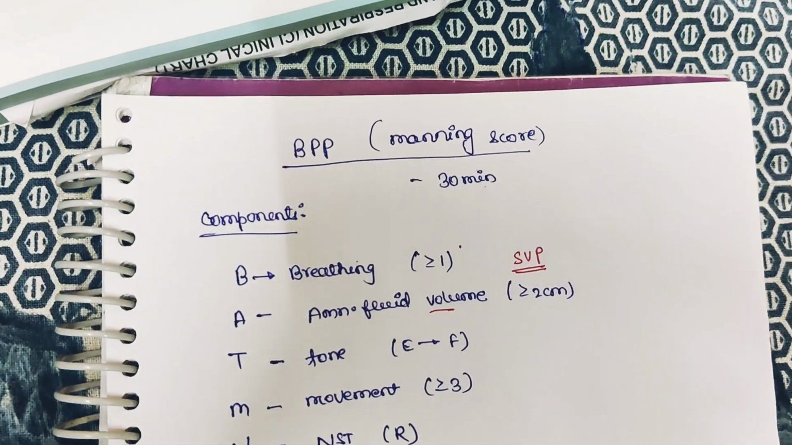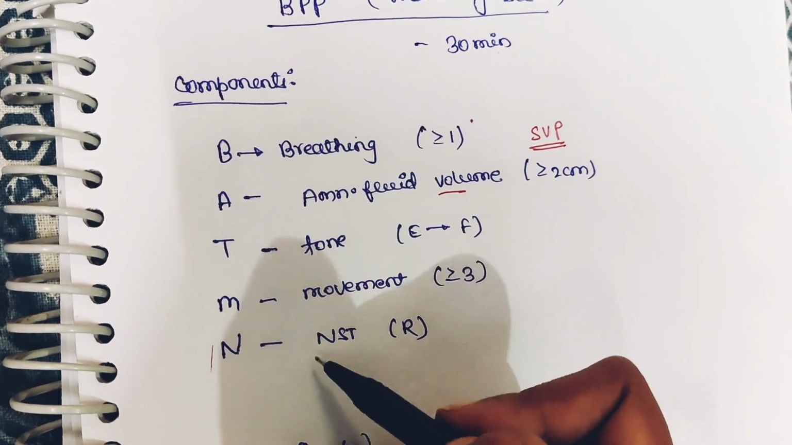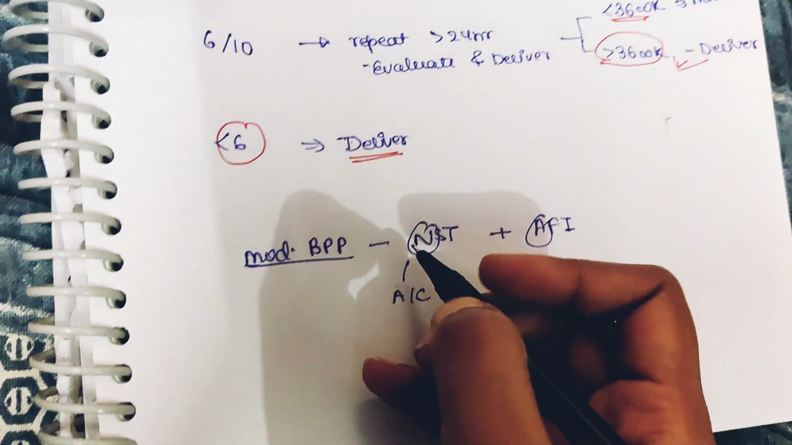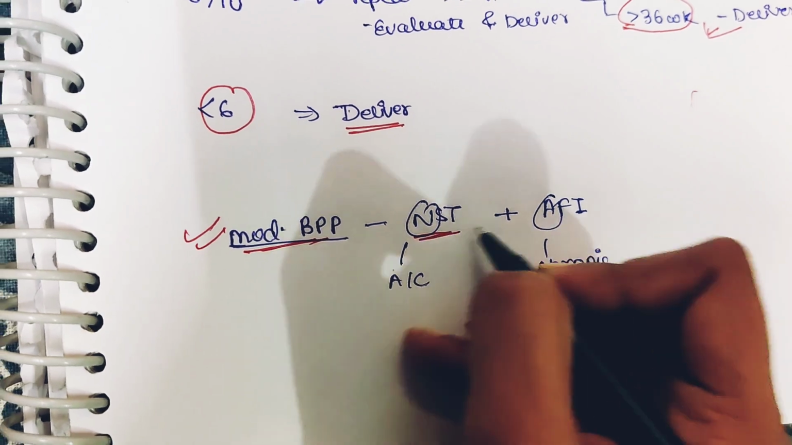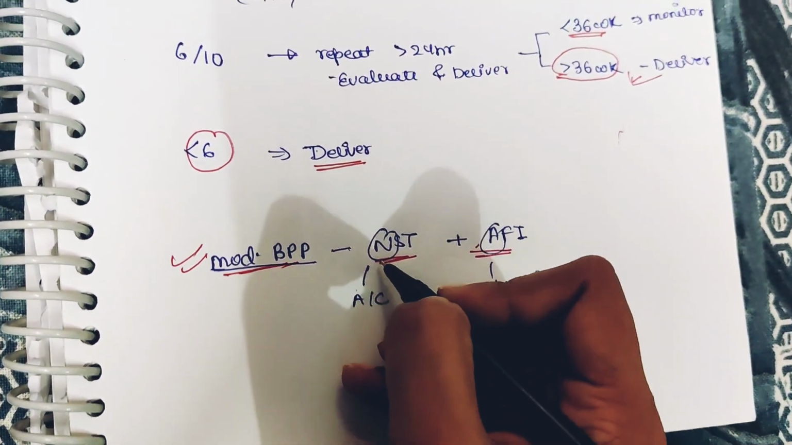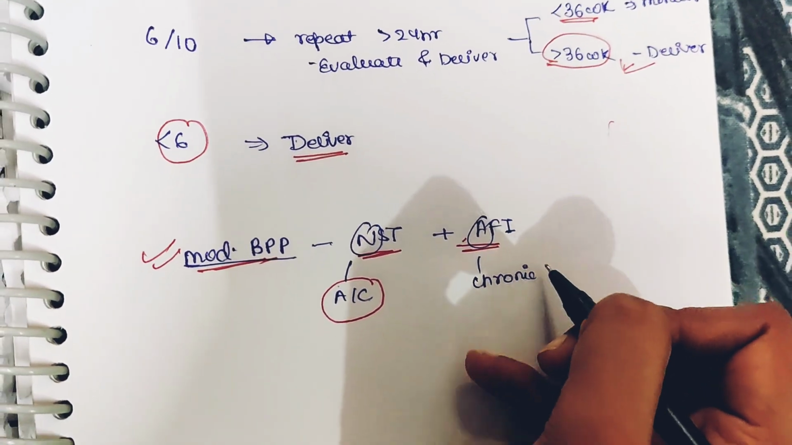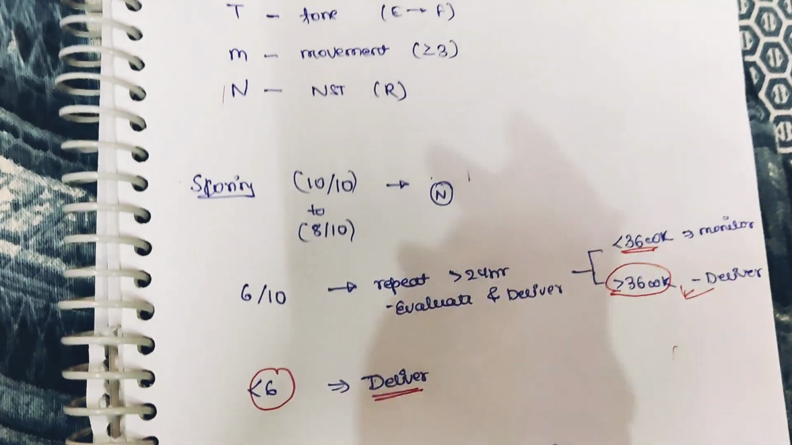But it is very time taking, going through all these parameters: breathing, amniotic fluid volume, tone, movement, NST. It is very tedious. So there comes the modified BPP. In modified BPP, we see only 2 parameters, NST and AFI. NST signifies acute hypoxia and AFI signifies chronic hypoxia. So this is all about biophysical scoring.